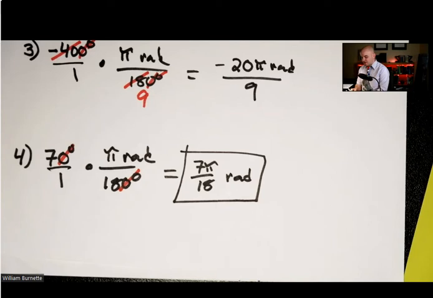All right, so that takes us through converting to radians. Now we're going to take a look and convert things to degrees. So I'm going to switch out my papers here. And we got 4 problems here to go through that we convert from radians to degrees.